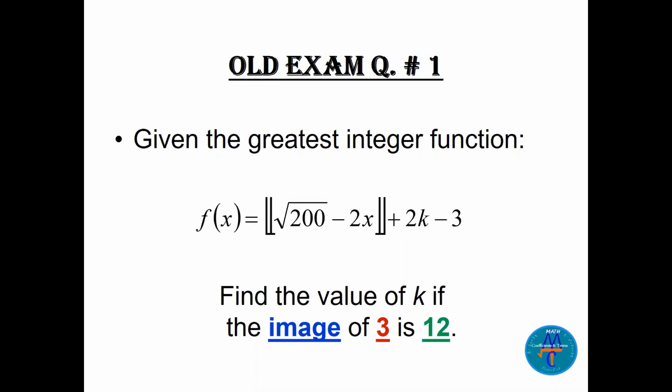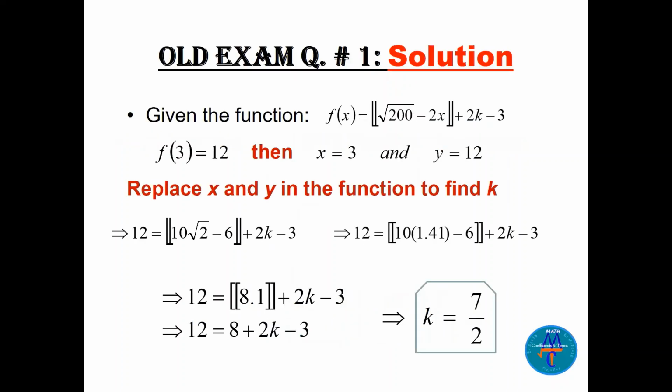So when we say the image of 3 is 12, 3 is the x, and the 12 is the y, and y is always f of x. So f of 3 is 12. Then x we know is 3, so I can replace 3 there in the function, and y is 12. Now I simplify.